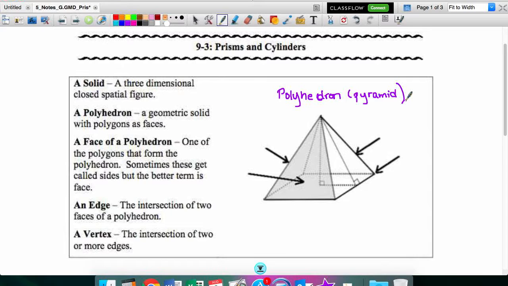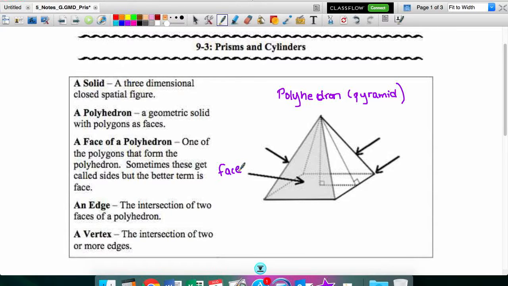Now, in any polyhedron, a face is going to be any of the two-dimensional sides of a polygon. So in this particular picture, our face would be the shaded front triangle, any other of the triangles in that picture, as well as the square base.